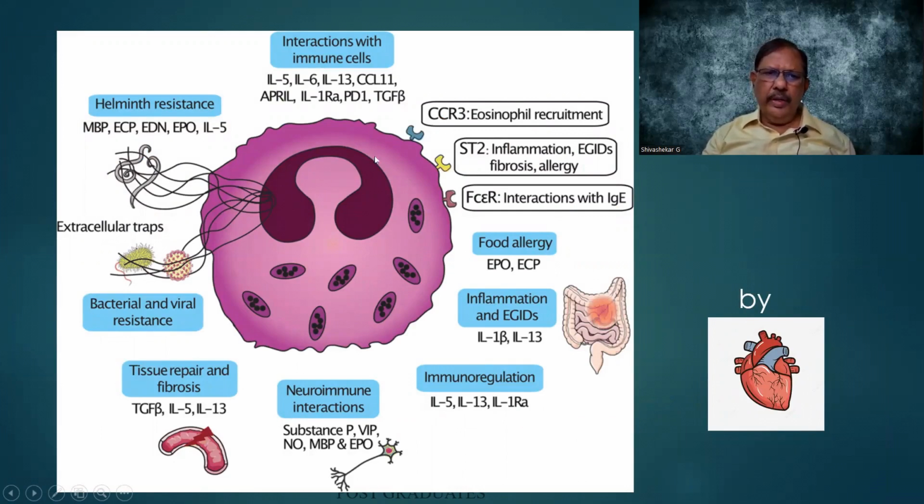The eosinophil is over here, and you find that it is concerned with interaction with the immune cells, the helminthic resistance, bacterial and viral resistance, tissue repair and fibrosis, neuroimmune interactions, regulation of the immune system, inflammation, as well as the different parts of allergy. Again, the mediators are given. You can read the mediators from any one diagram, but all said and done, you will have to memorize this particular list.